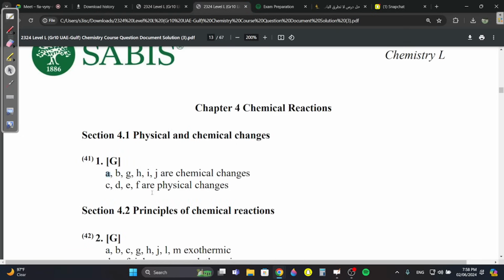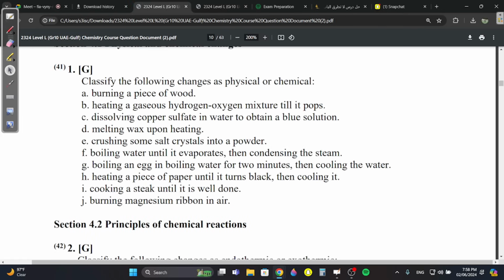There was a chemical reaction. So obviously, it's also a chemical change. Dissolving copper sulfate in water to obtain a blue solution. I mean, you're just dissolving. Nothing's really happening. So that should be physical.